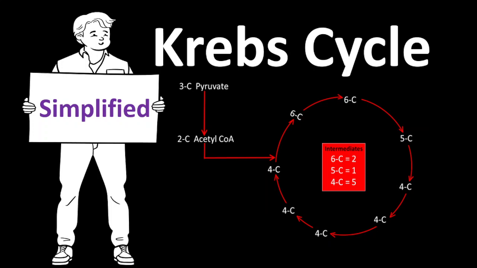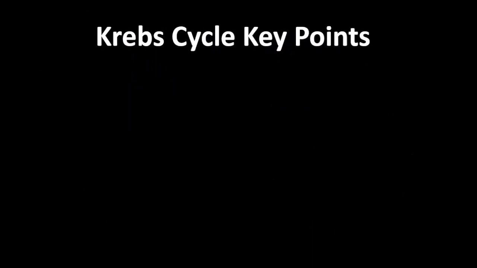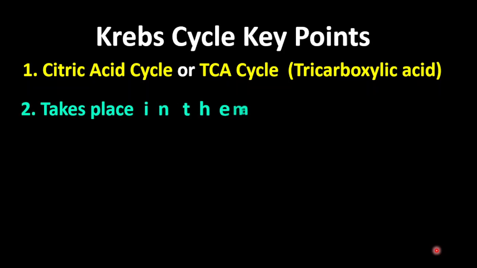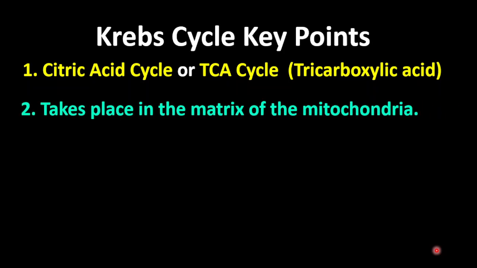Now, before I jump into the cycle, I want to take a look at some key points. The first thing I want to remind you about is that the Krebs cycle is also called the citric acid cycle or the TCA cycle, and TCA is the abbreviation for tricarboxylic acid. The next point is that the Krebs cycle takes place in the matrix of the mitochondria.